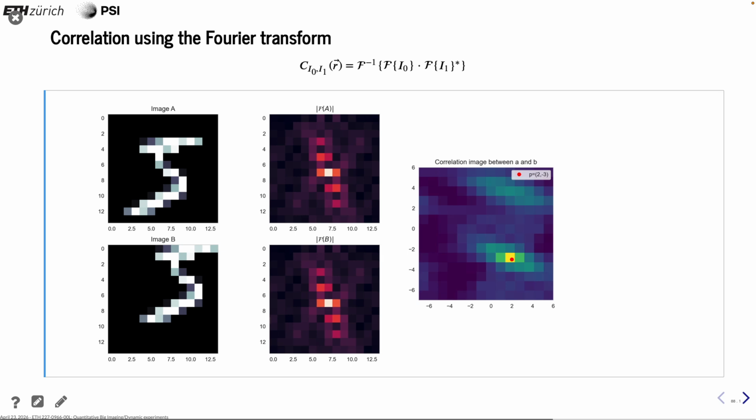And then, as we did before, we can also do the Fourier transform. The Fourier transforms of the images are not so easy to interpret. You can't see any difference between them, but when you multiply them and go back in real space, we have a nice positioning of the displacement.